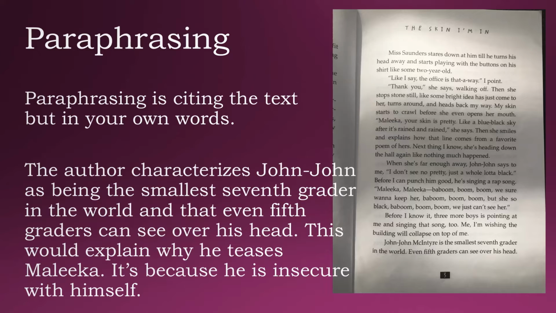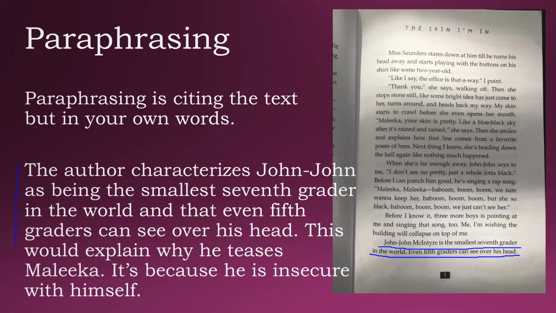So we are going to take the text from the bottom of page 3 in the text where it says John McIntyre is the smallest seventh grader in the world and even fifth graders can see over his head. So we are going to use that and we are going to place that in our writing, but we are going to paraphrase. So we all know what characterization is.